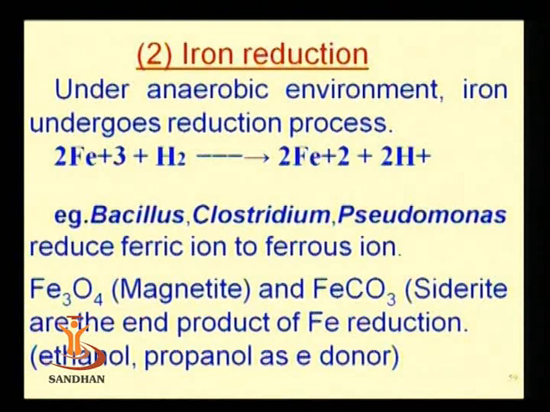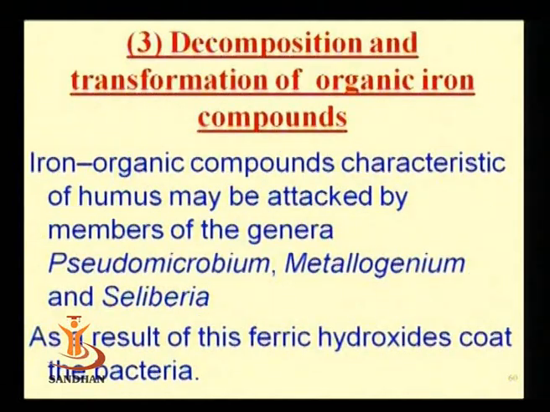In spite of this, during ferric reductions and oxidations, magnetite and siderite are formed as the end products. The electrons required for this formation are supplied by ethanol and propanol. The humus containing iron compounds are often attacked by Pseudomicrobium and Metallogenium organisms. They form ferric hydroxides which get deposited, coating the bacteria or in the form of filaments. Thus, organisms like Pseudomicrobium and Metallogenium form filamentous iron oxides or coat the bacteria. This was the movement of the iron from Fe2+ to 3+ and back to 2+.